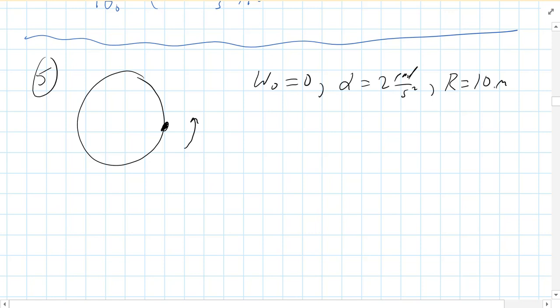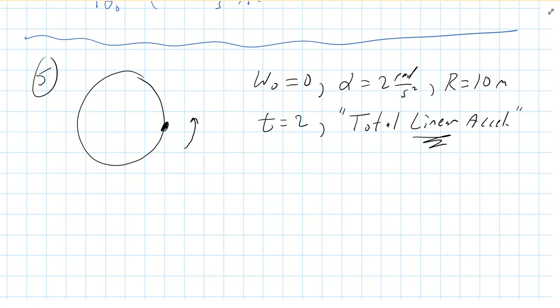When time equals 2 seconds, I want to determine the total linear acceleration of you. So what's the total linear acceleration? That's critical to understand the difference there. Well, you can have two types of linear acceleration. You can be speeding up or slowing down. That's our tangential linear acceleration. And you can have a radial linear acceleration. If you're going in a circle, you will have a radial linear acceleration. Well, in this case, we have both.